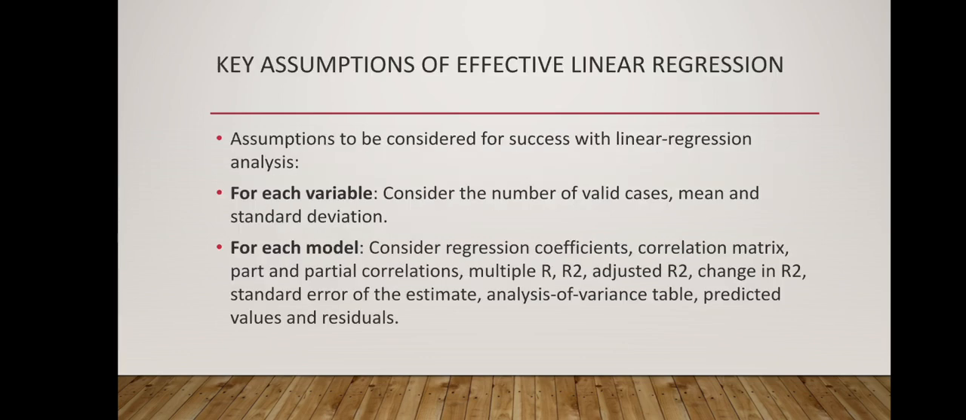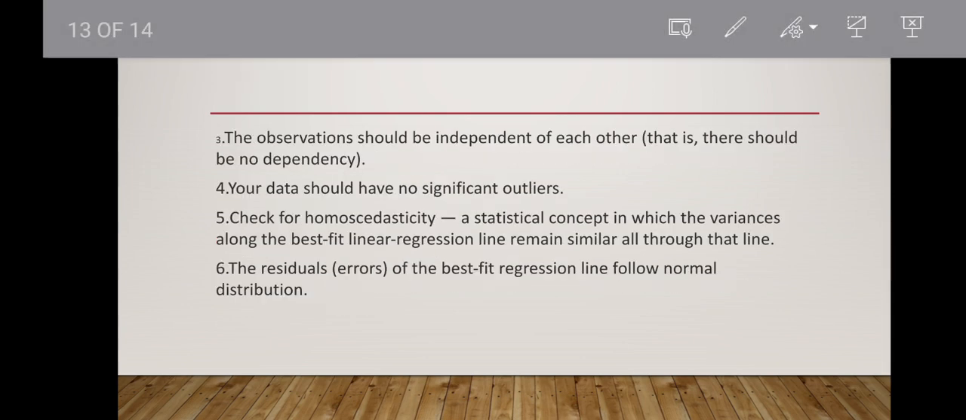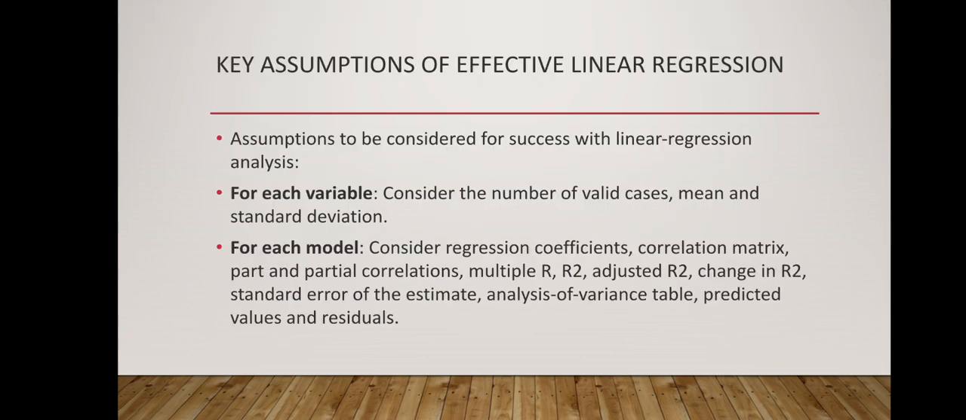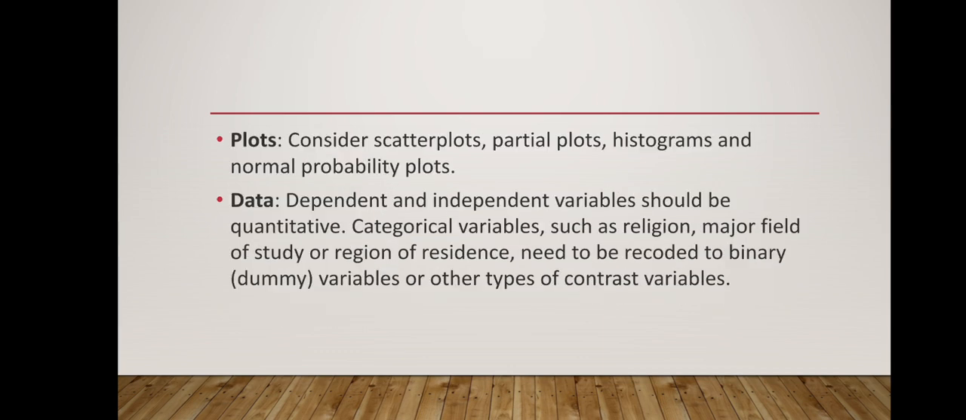Key assumptions of effective linear regression. Assumptions to be considered for success with the linear regression analysis. For each variable, consider the number of valid cases, mean and standard deviation. For each model, consider regression coefficients, correlation matrix, part and partial correlations, multiple R, R2, adjusted R2, change in R2, standard error of the estimate, analysis of variance table, predicted values and residuals. Plots: consider scatter plots, partial plots, histograms, and normal probability plots.